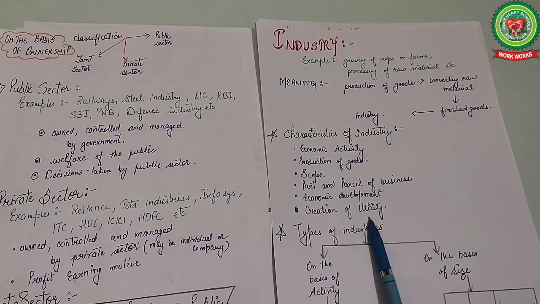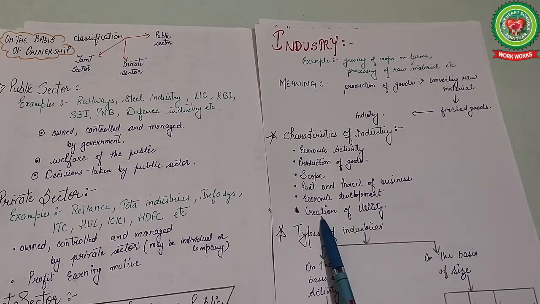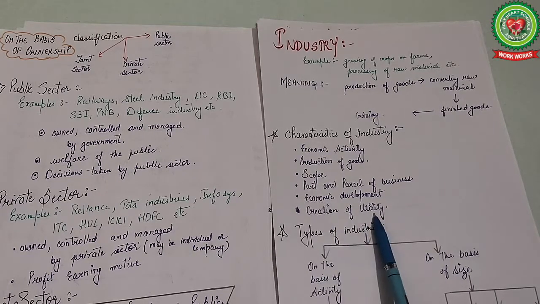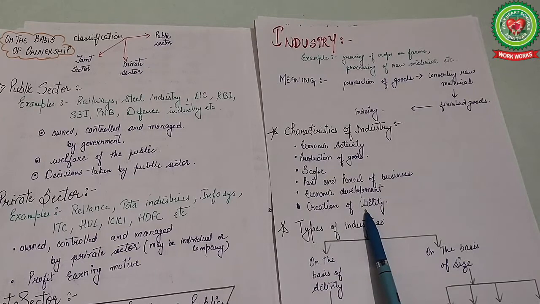Next is the creation of utility. Utility means the power of the commodity to satisfy human wants. So when the raw material is converted into useful products, and those useful products satisfy human wants, then it is creating a utility.